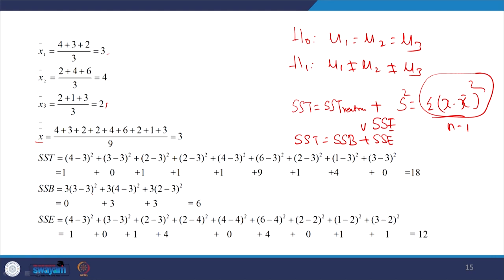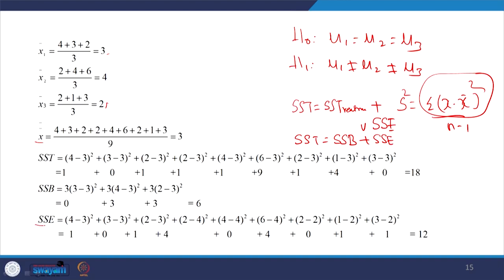So, 3 into (3 minus 3) whole square plus the second column. This 3 represents the number of samples in each column. In the second column there are 3 elements, and this 4 represents the mean of the second column, 4 minus this 3, the overall mean, whole square, plus, for the third column also there are 3 elements, the mean of the third column is 2. So, 2 minus this 3, the overall mean, whole square. So, this will become 0, 4 minus 1, 1 square into 3, 3, 2 minus 1, 1 square and 3 equal to 6. So, the 6 is the numerator of that variance, that is SSB is 6.